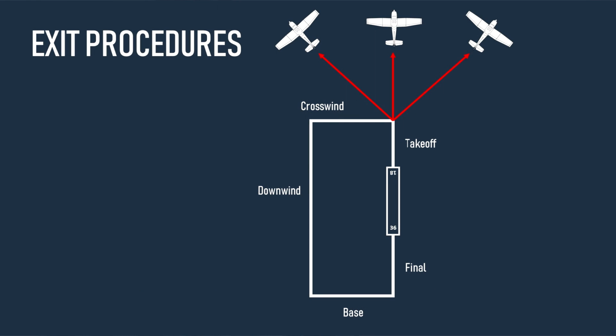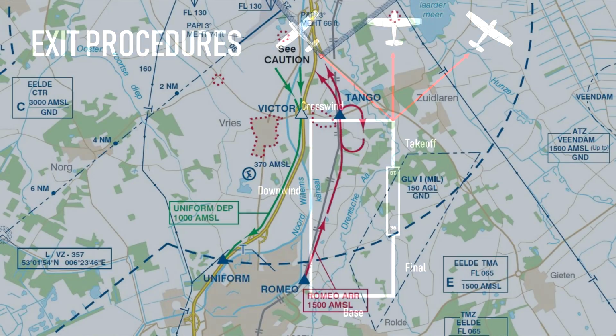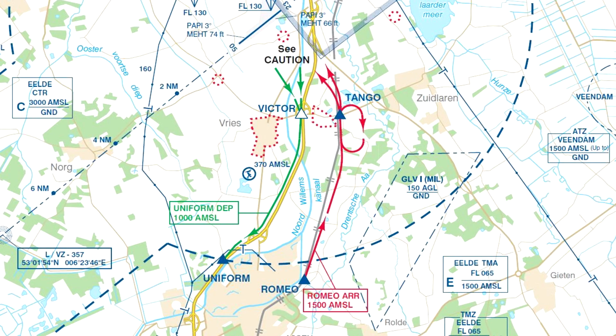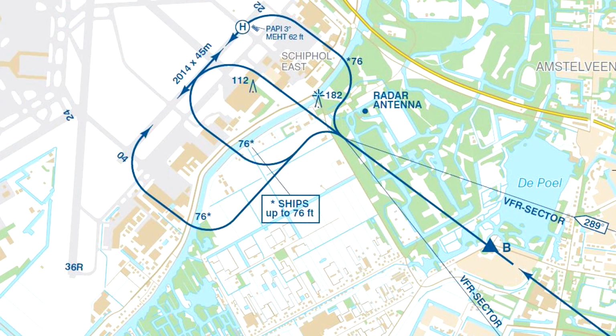And then of course we also have exit procedures. For a normal circuit, usually the exit is on the takeoff leg, where you either fly straight ahead or at a 45 degree angle of some sort. But again, for larger and controlled airports, there are often specific departure routes, for example here at Groningen Airport. At even larger airports, there may also be specific VFR corridors that will take you to a particular runway at the airport safely.